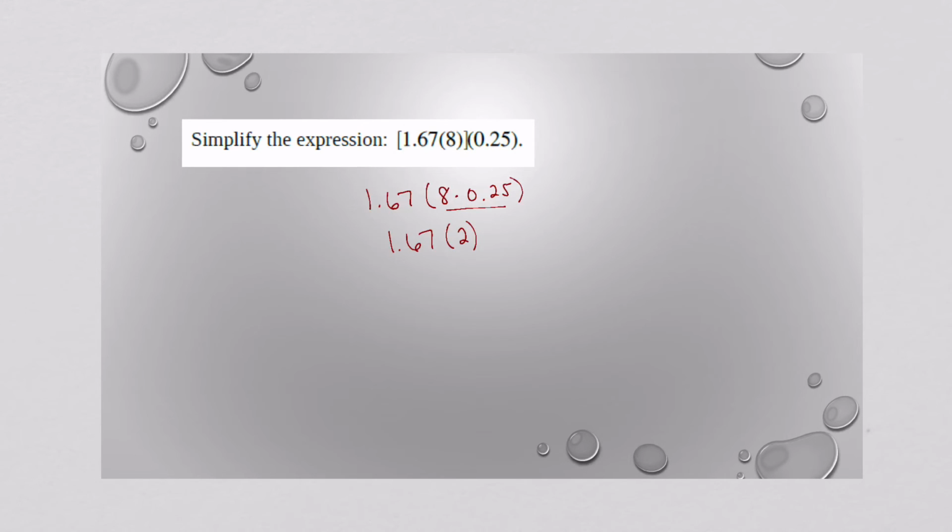Now this problem got slightly easier, not super easy, but slightly easier. I can just do 1.67 times 2, and I get 3.34. The only reason why we do things like this is just to make our life easier and to hopefully minimize mistakes that we make.